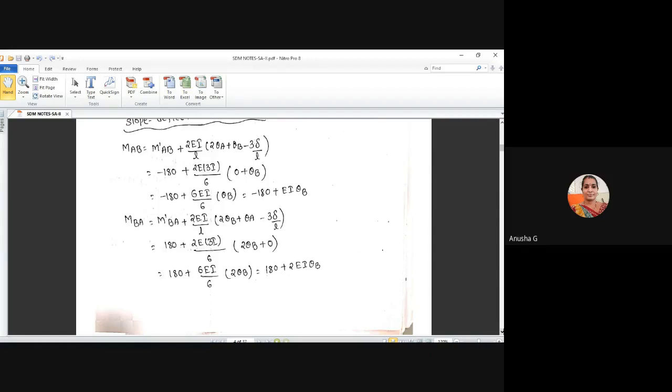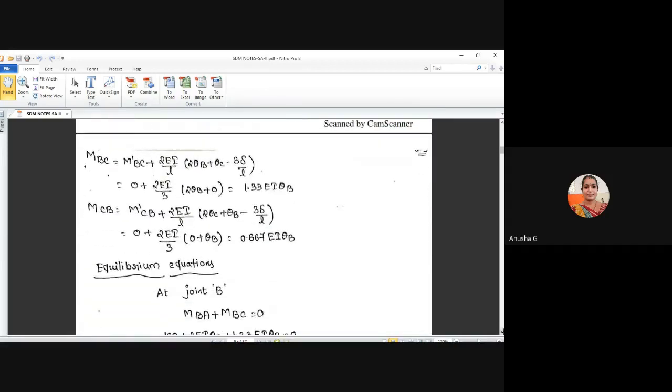Okay, once you get MAB and MBA, what is our next equation? I have to calculate MBC. MBC equals MFBC plus 2EI by L into 2 theta B plus theta C.